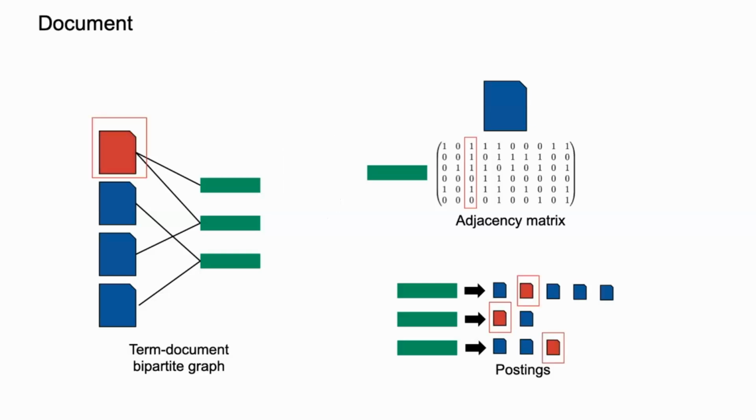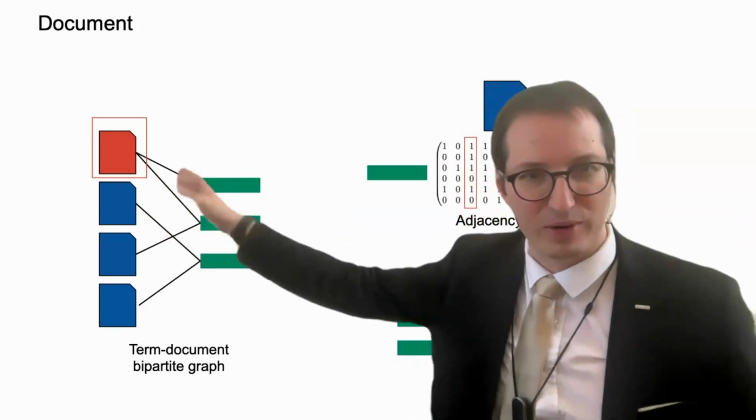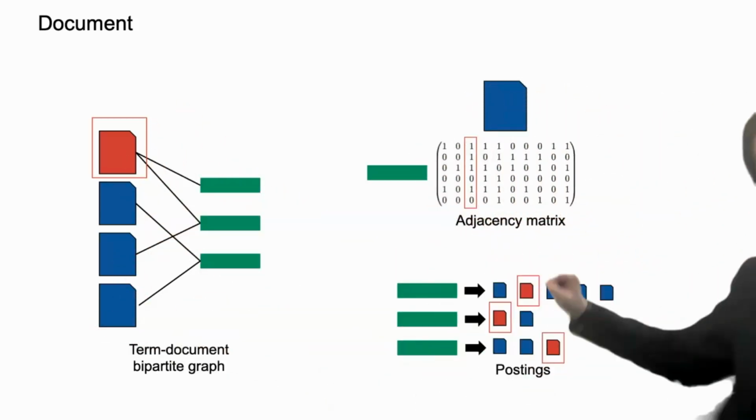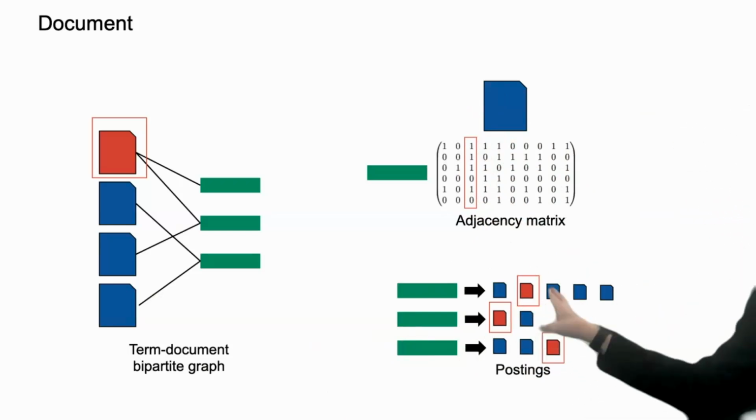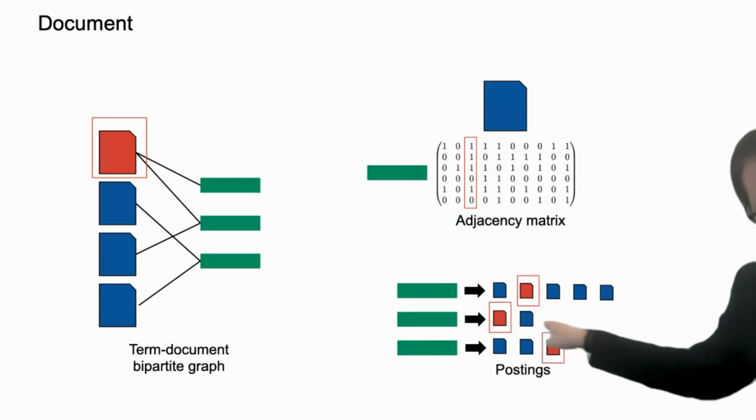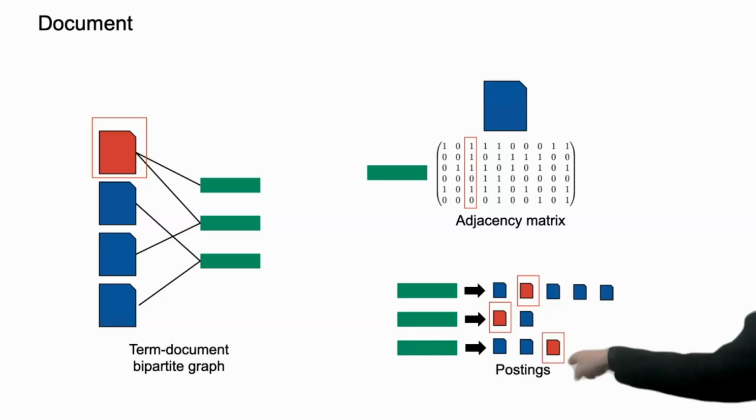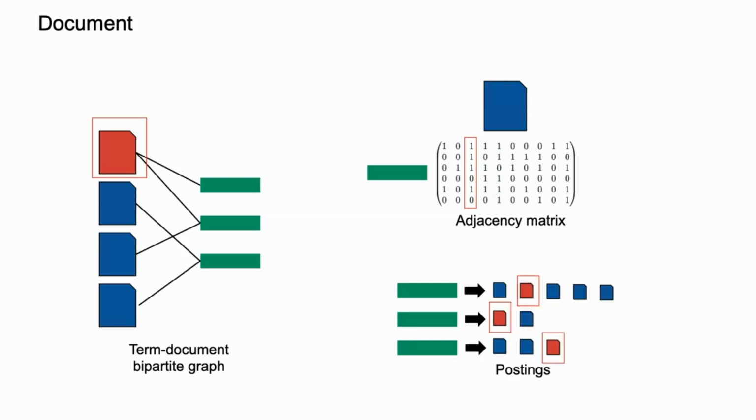So if you want to compare the visuals, the documents in the bipartite graph would be these on the left, right? In the bipartite graph, you have two kinds of nodes, so the documents are here. In the adjacency matrix, it's the columns. And then in the standard inverted index, it's the set of all postings that have the same document ID, right? So all of these are the same documents.